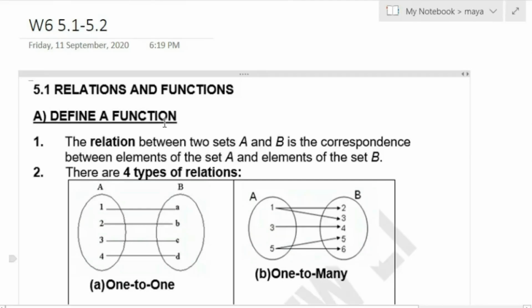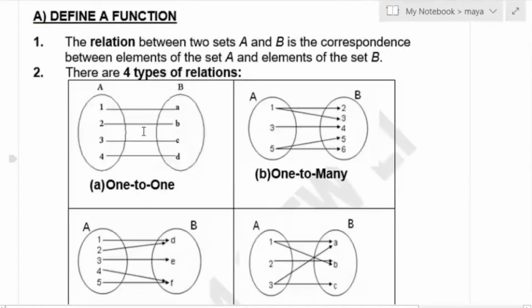Okay, good evening, everyone. We can start a new chapter, chapter 5. For the first part, chapter 5 is talking about function and graph. For 5.1, we're talking about relation and function. So, how to define a function? I believe this one you learned in your Form 4.